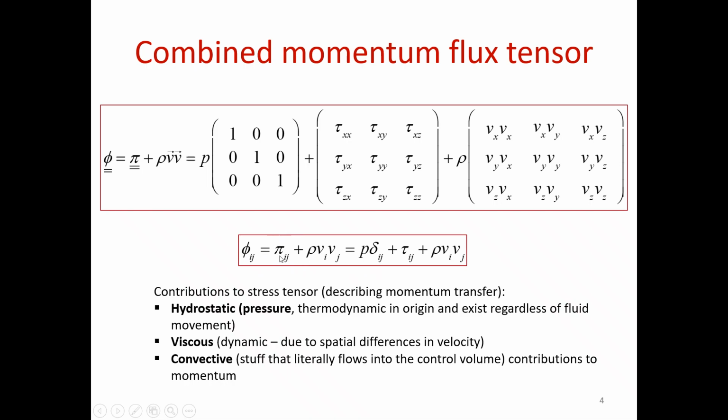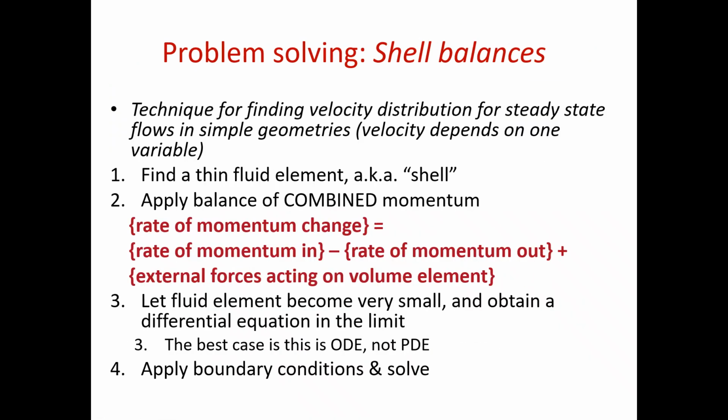So pi is my molecular stress tensor, and it has a pressure component and a dynamic viscous stress component, and then I have the convective component, which is simply rho v_i v_j. So those are my contributions.